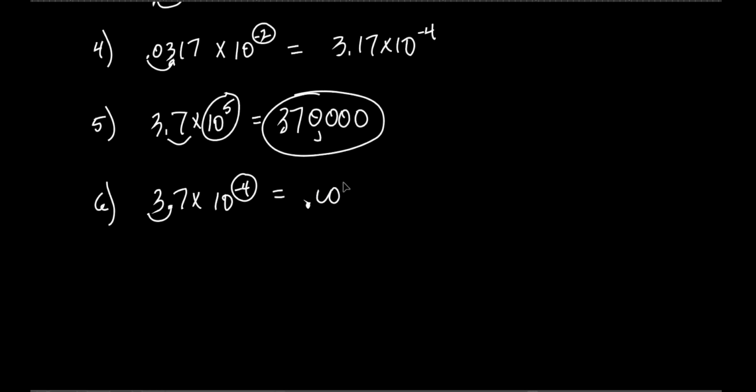1, 2, 3. All right, 3, 7. Again, it was right here. We moved it 4 places to the left. 1, 2, 3, 4. And that gives you 0.00037. That's in standard notation. It's just a regular number, if you want to think of it like that. All right, number 7.